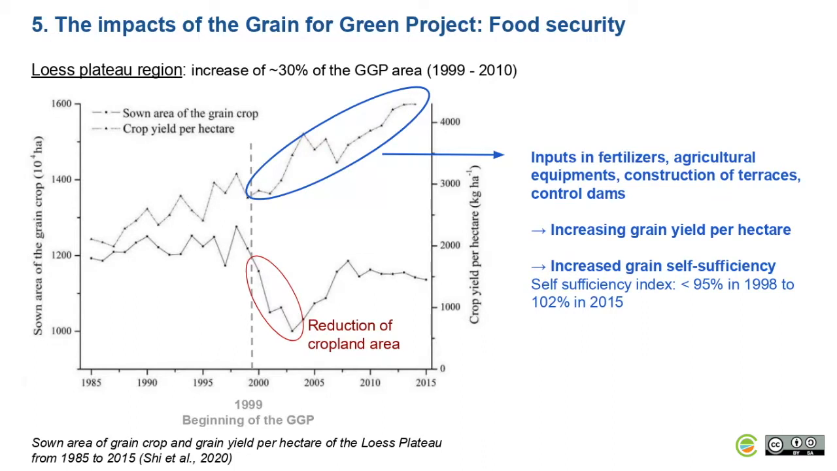And as a result, there was an increase in grain yield per hectare. So in this region, there was also an increase in grain self-sufficiency. The self-sufficiency index was below 95% in 1998, and it reached 102% in 2015. So it means that the Grain for Green project could have hurt food security, but it was compensated by other agricultural inputs and also other complementary measures such as terraces or water dams.